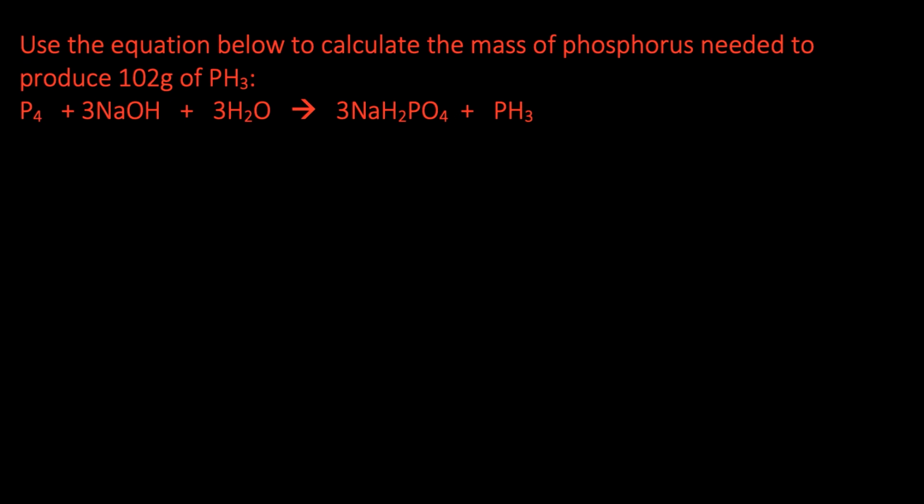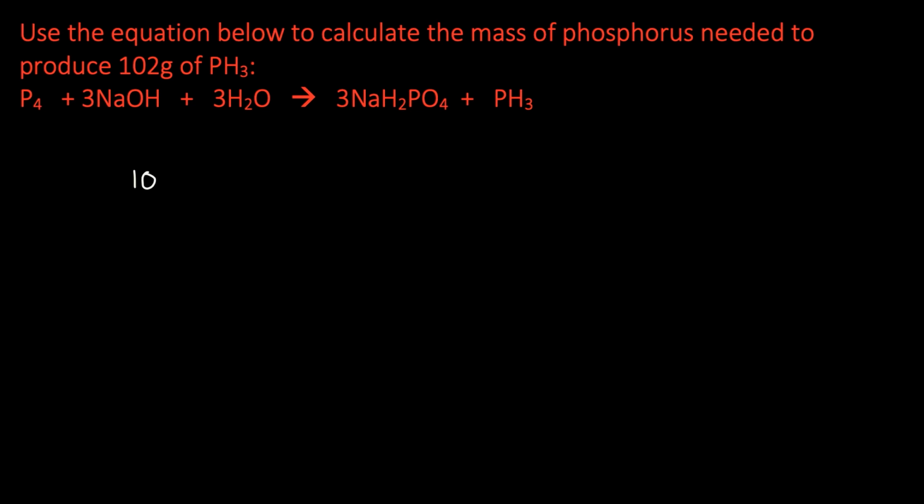Calculate the number of moles of PH3, so 102 divided by the Mr, which is 34, and we get 3 moles. We can see that the ratio is 1 to 1, as 1 mole of P4 reacts to produce 1 mole of PH3. So the moles of P4 must also be 3. Multiply this by the Mr, which is 124, and we get 372 grams.